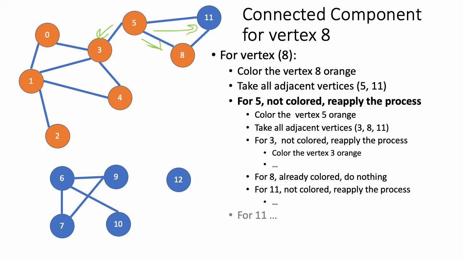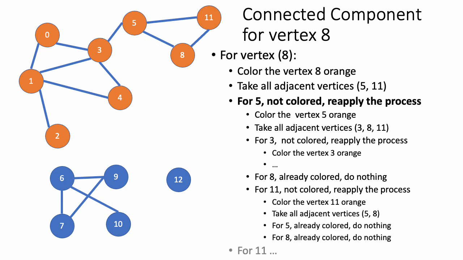And 11 is not colored, so I will need to reapply the process for 11. Because it's not colored, I will color 11 orange. Then I will take the adjacent vertices of 11, which are 5 and 8. 5 is already colored, I do nothing. 8 is already colored, I do nothing. So basically I finalize 11. So I'll need to go back now to 5, from where I came to 11, and continue with 5.